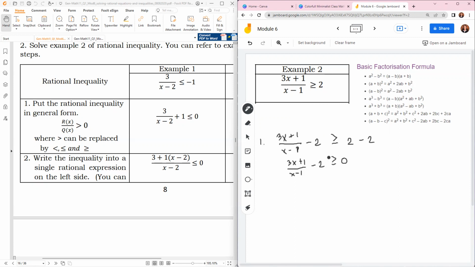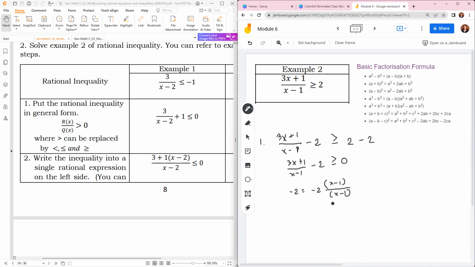So na 0 na nato ang right side, pero kani siya wa pa siya ni-follow sa form nga Rx over Qx. So what do we do? Atong i-multiply ning 2 with x minus 1. Why? Because negative 2 is really just equal to negative 2 multiplied by x minus 1 over x minus 1, di ba? Kaya both of them cancel out, it would just equal to negative 2.